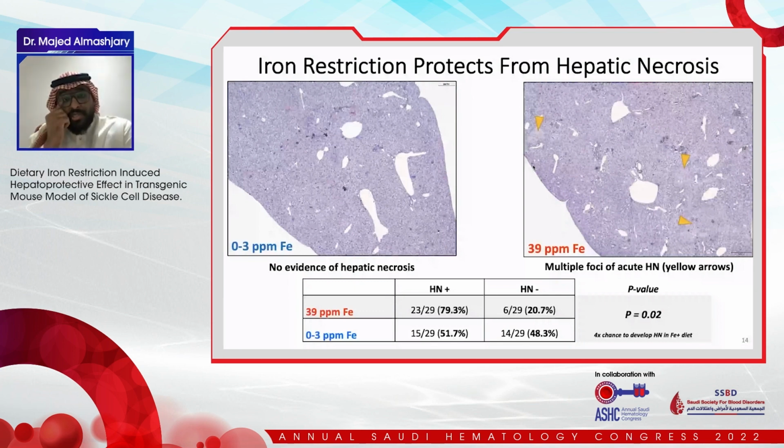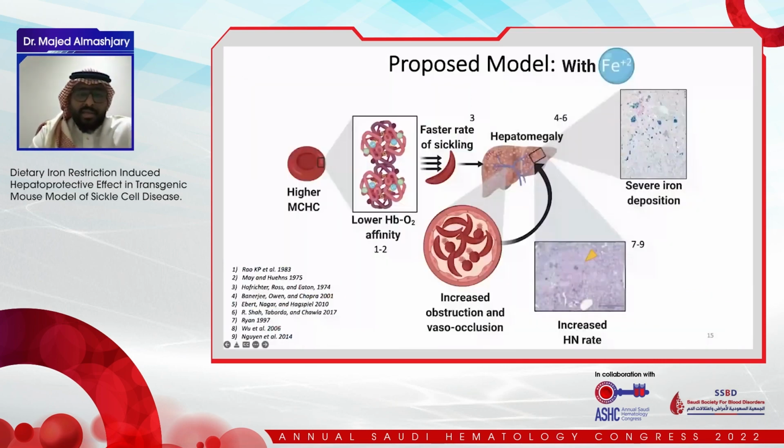For that, we measured whether hepatic necrosis is present or not. And we did chi-square for it and multivariate analysis to show that. And we saw that with a p-value of 0.02, there is a 4 times greater chance to develop hepatic necrosis on the iron-sufficient diet. To end it up and wrap that in a model.